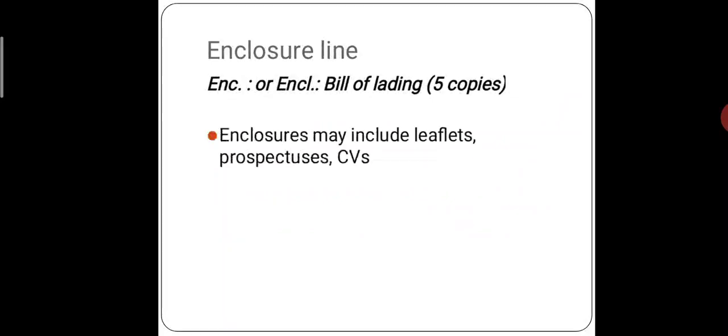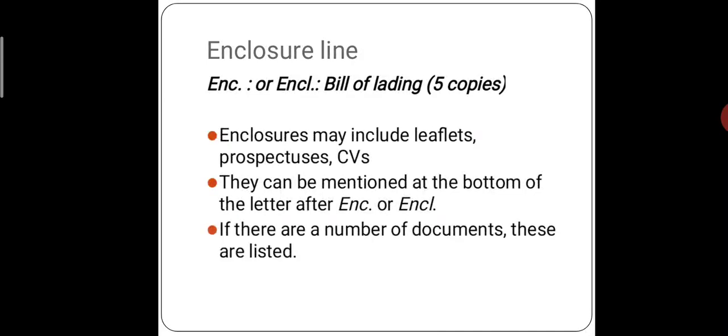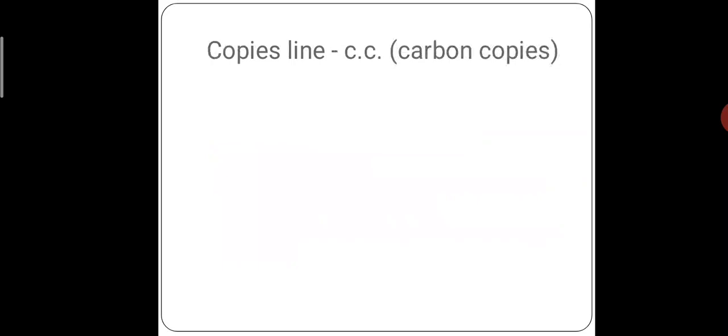What should be the enclosure line? That is, bill of lading, 5 copies. Enclosures may include leaflets, prospectus, CVs, etc. They can be mentioned at the bottom of the letter after Enclosures or ENCL dot. If there are a number of documents, these are listed.